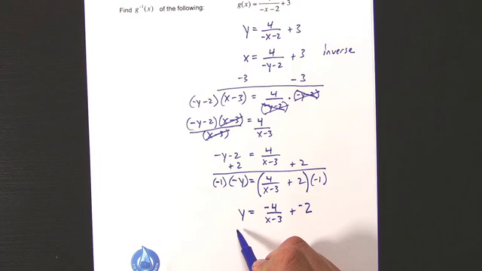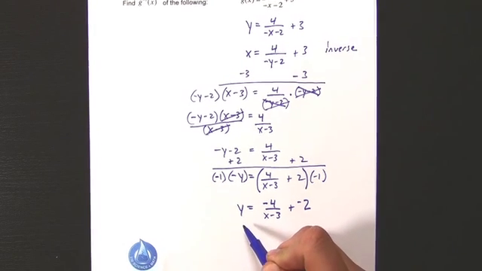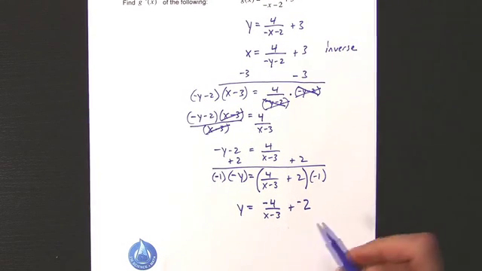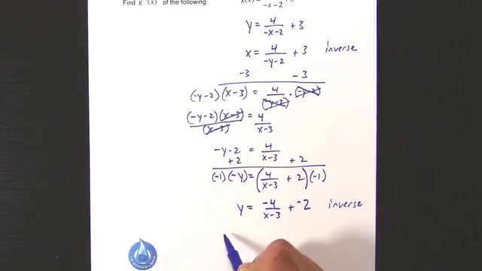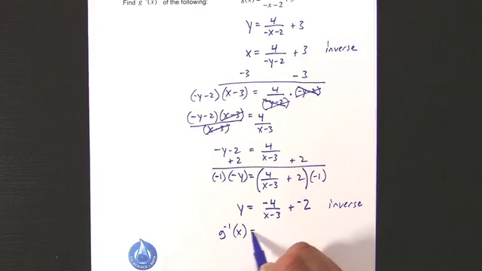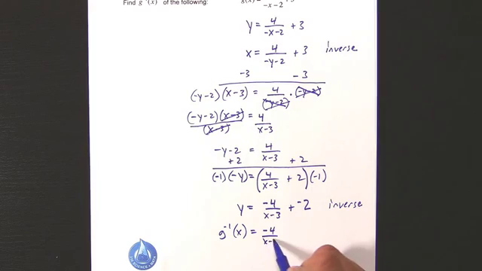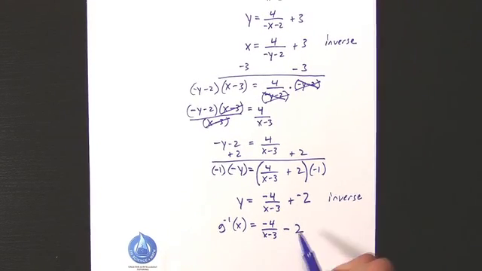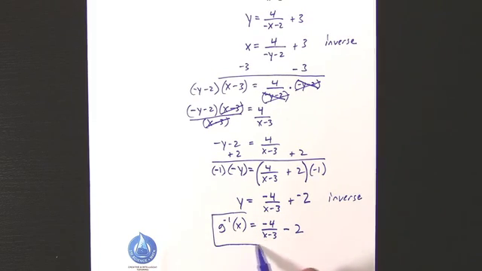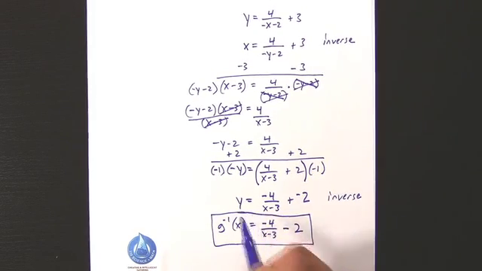Now, I'm going to replace the y with the original notation, but since I was finding the inverse, right, I want to make sure I use my inverse notation. And if I want to be super cool, I can just write negative 2 instead of writing plus negative 2. So this, my friends, is the final answer right there.